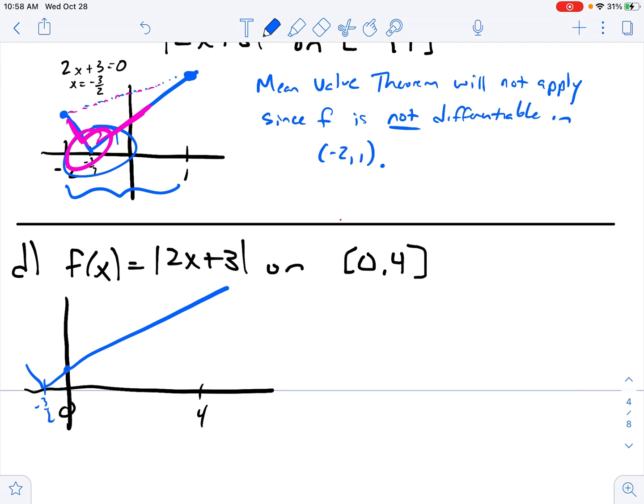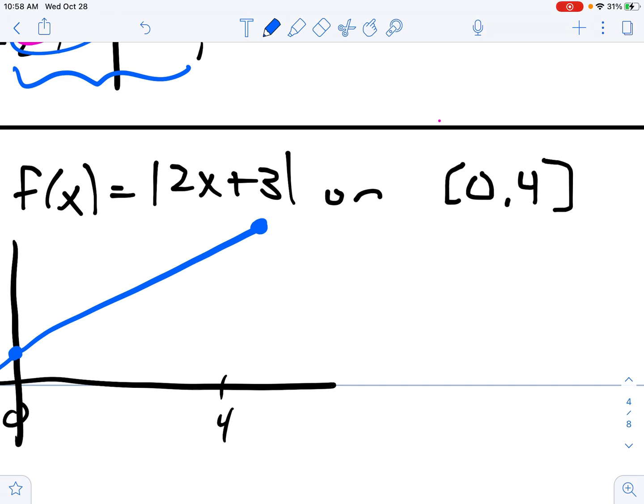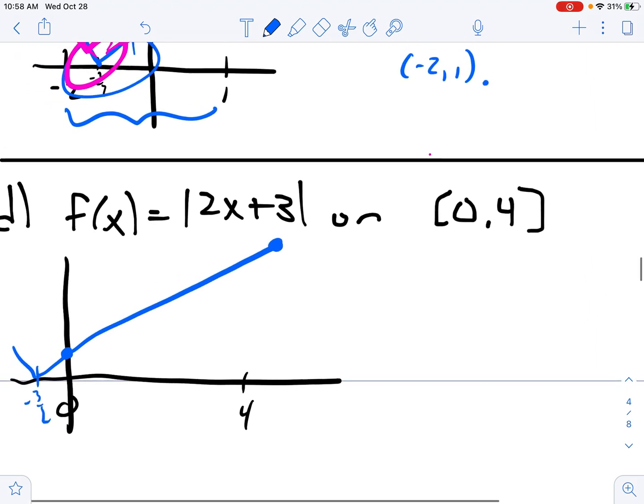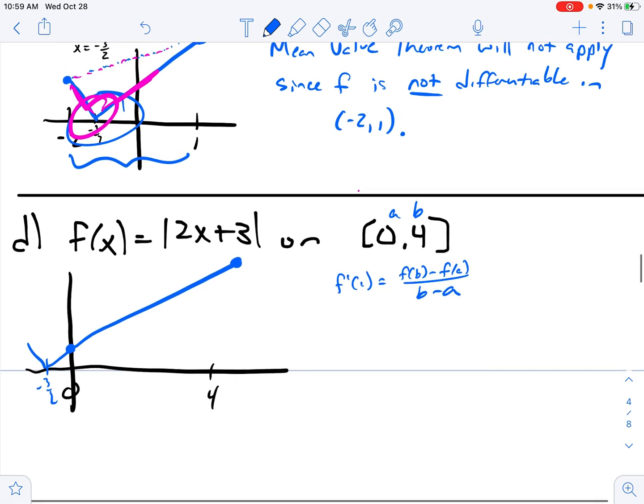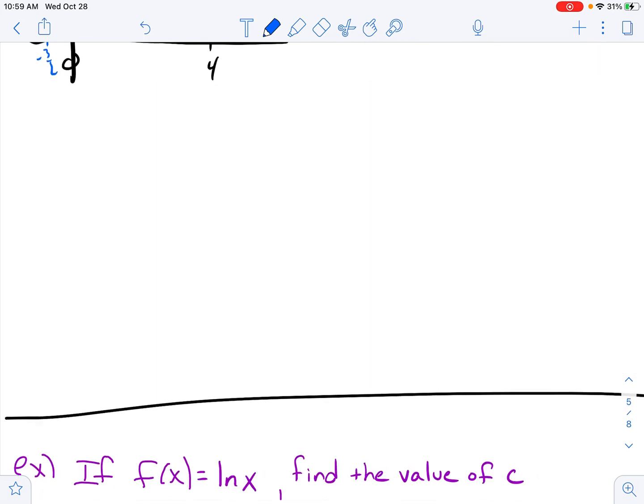All right. And is it continuous from 0 to 4? Sure as heck is. Is it differentiable on 0 to 4? Yes, it is. Okay, so the mean value theorem will apply here. All right. And again, it says f prime of c equals f of b minus f of a over b minus a. All right. So we got to take the derivative of this function.